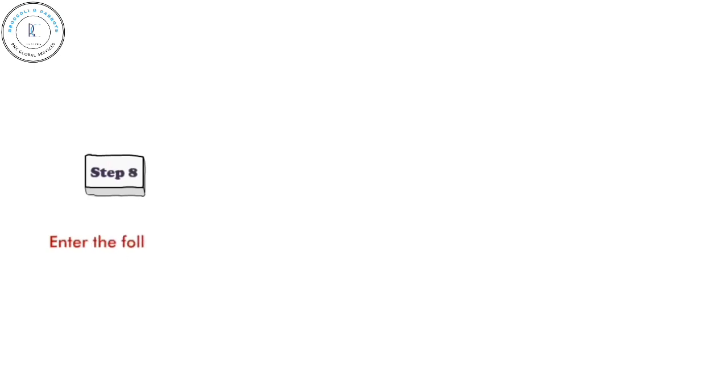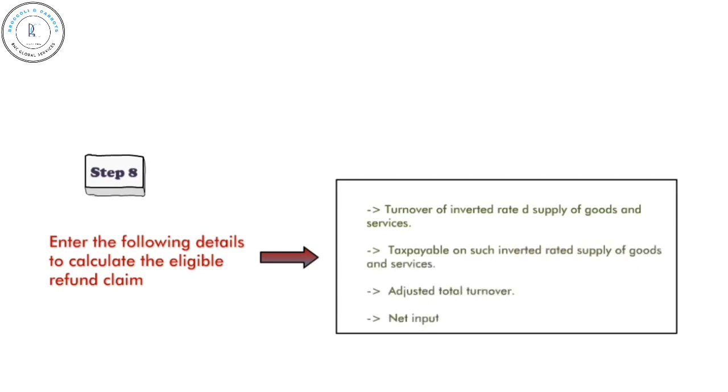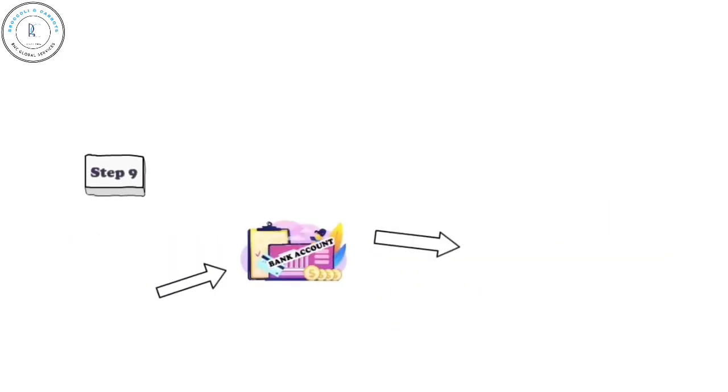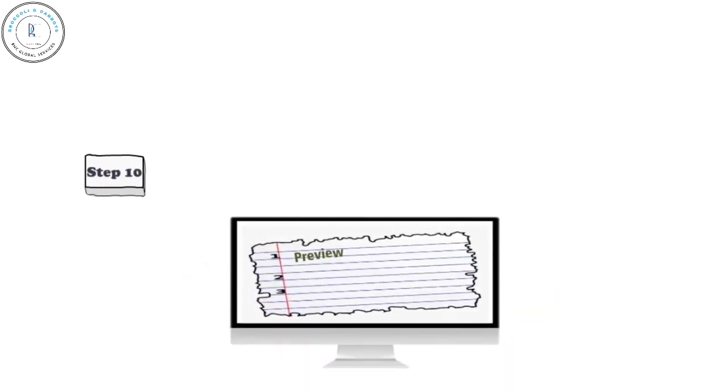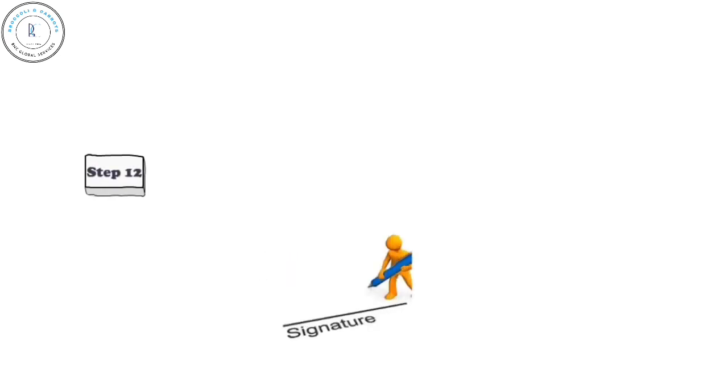Step 8. Enter the following details to calculate the eligible refund claim: turnover of inverted rated supply of goods and services, tax payable on such inverted rated supply of goods and services, adjusted total turnover, net input tax credit. Step 9. Select the requisite bank account for getting the credit of the refund amount. Step 10. Preview, verify and submit the refund application. Step 11. After getting confirmation of statement submitted successfully, click on Proceed. Step 12. Affix signature of the authorized signatory to complete filing.